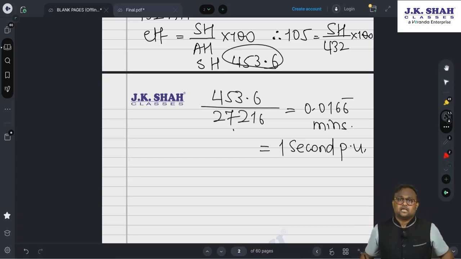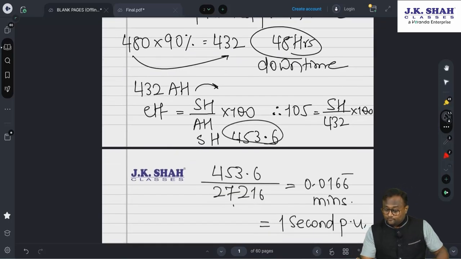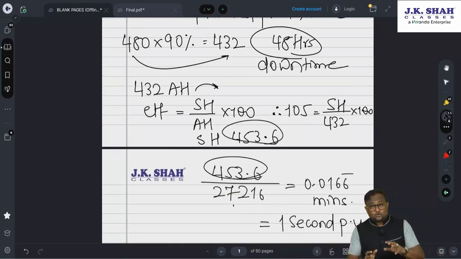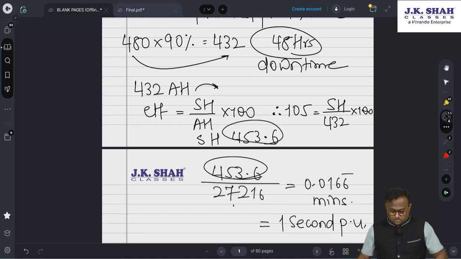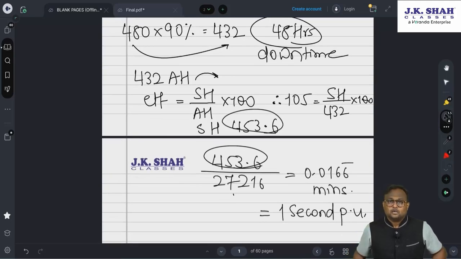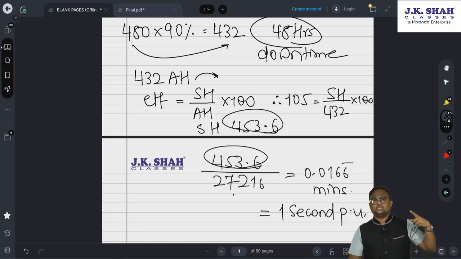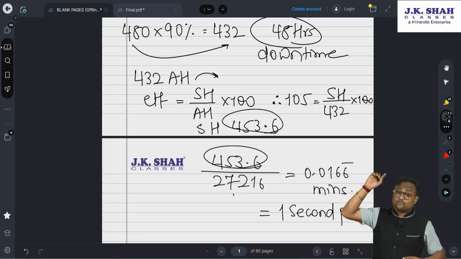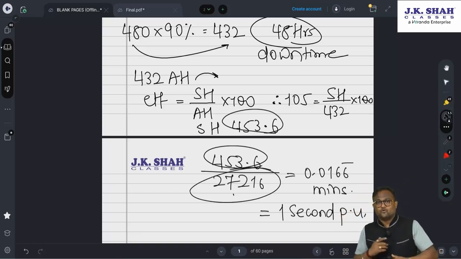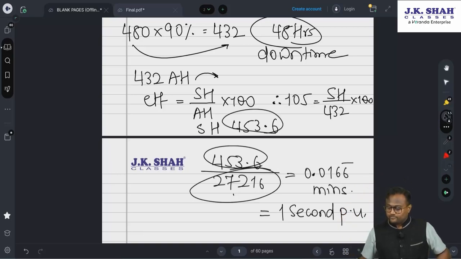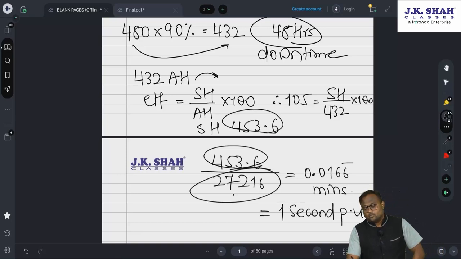Guys, ideal cycle time is what they have asked for. If you consider 432 instead of 453.6, it will be your actual cycle time. Ideal means standard. So, 432 actual time, since the efficiency ratio is 105%, I must have completed work of 453.6. So I should have produced this in 453.6. Each unit should have taken 1 second.